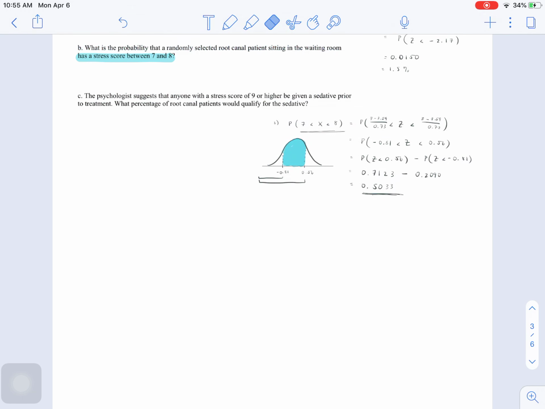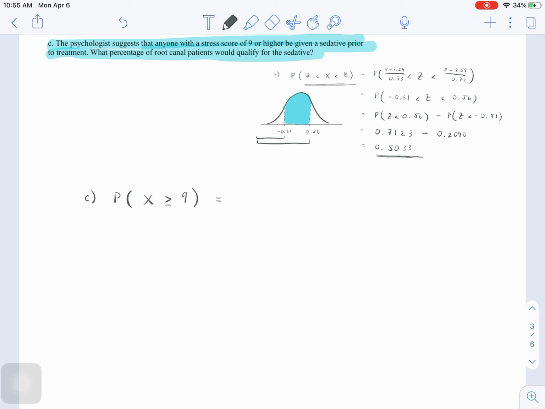All right, last part. Let's do part C. The psychologist says that anyone with a stress score of 9 or higher should get a sedative. So what percentage of root canal patients would have a stress score of 9 or higher? In other words, what's the probability that a patient has a stress score of 9 or higher?